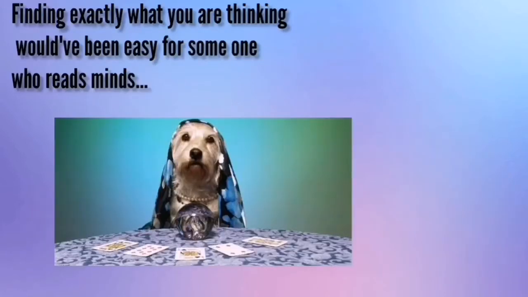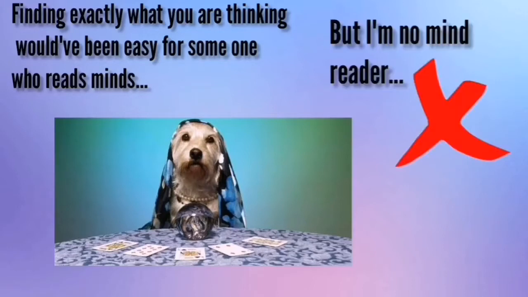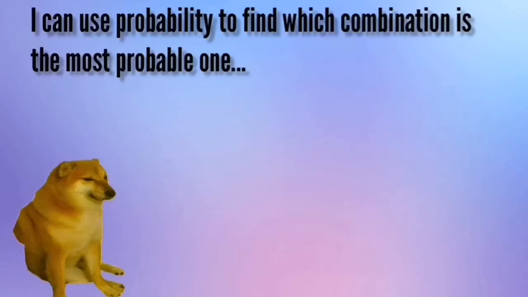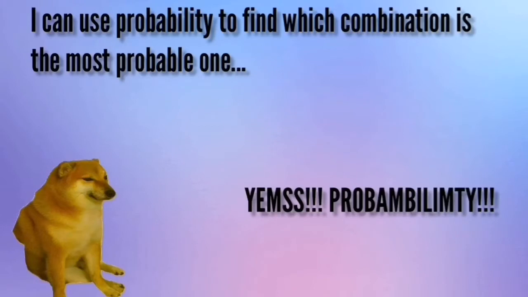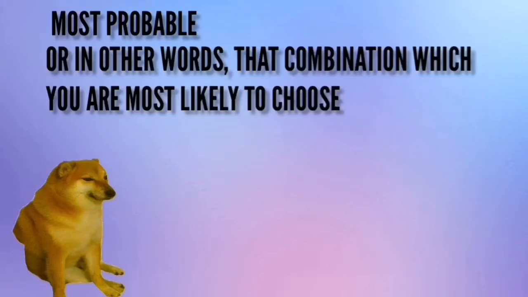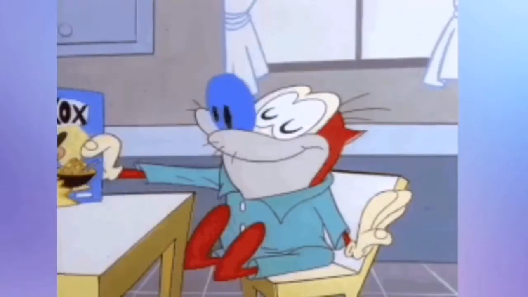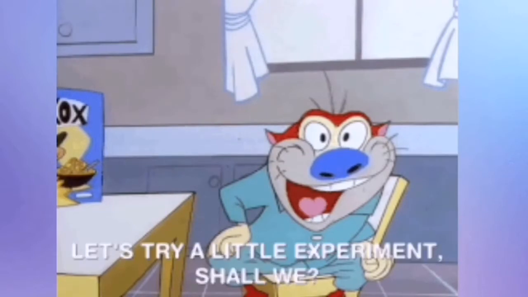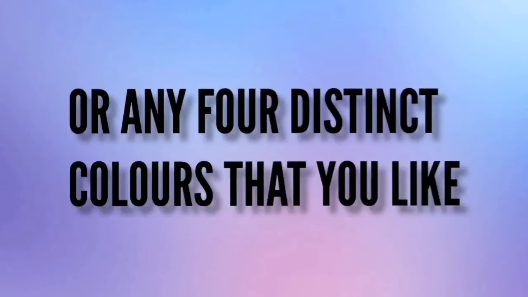If I were a mind reader, then I would have no problem finding out the combination, but otherwise my best option would be to use probability. So I must choose that combination which would be the most probable, or the one which you are more likely to choose. There are several ways to do it, but let's try this method. I'll first assume that the balls are not all white, but they are red, green, blue and orange, or any 4 distinct colors for that matter.